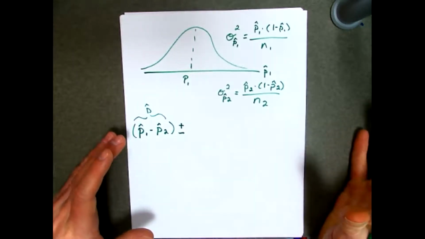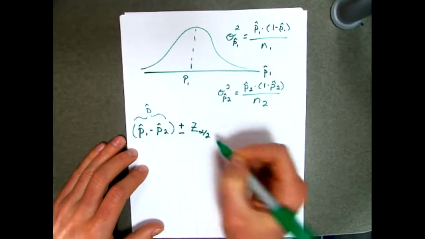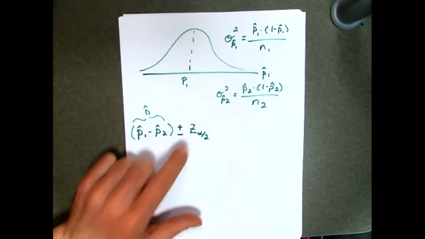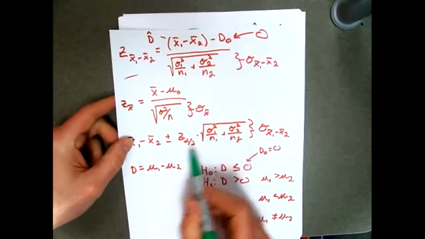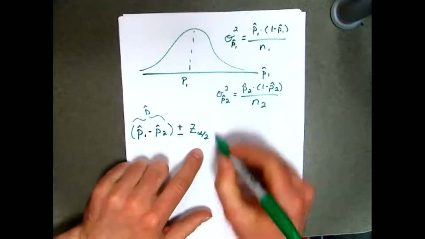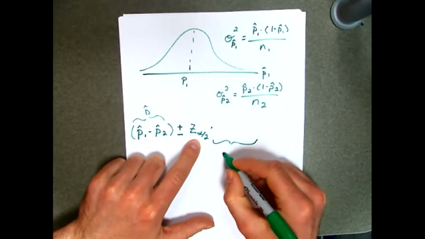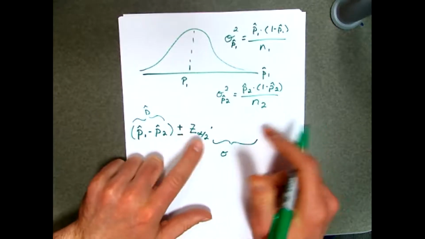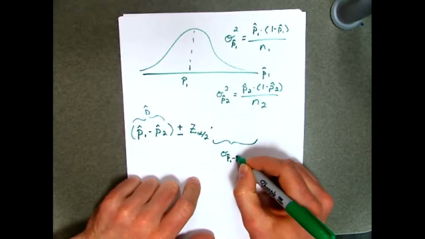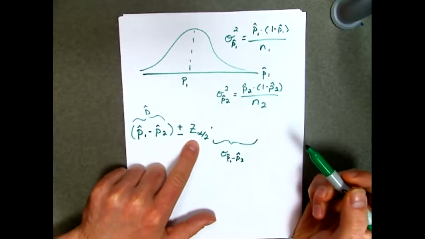And what is my margin of error composed of? Well, it's the number of standard deviations away that I need to go to get alpha over 2 on each side of my confidence interval. So, just like when I knew the population variances, I get to keep using that standard normal or the Z table. I'm then going to multiply this by the number of standard deviations away I need to go. The actual value that I want to add and subtract to my sample difference would be the standard deviation of the difference in my sample proportions times the number of standard deviations away I need to go.